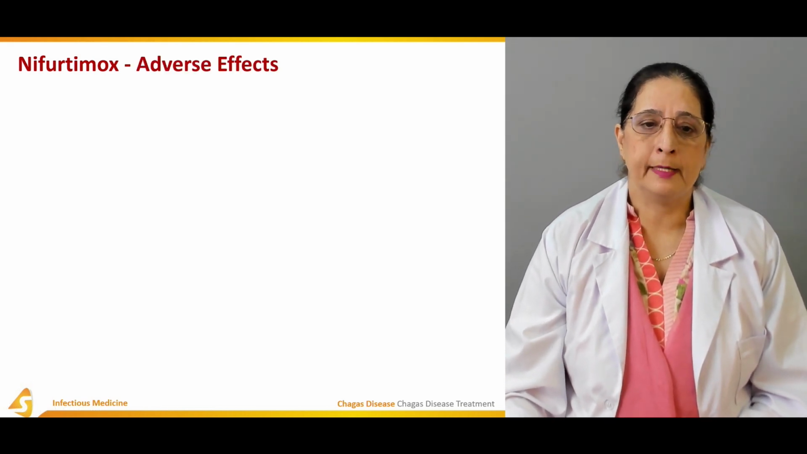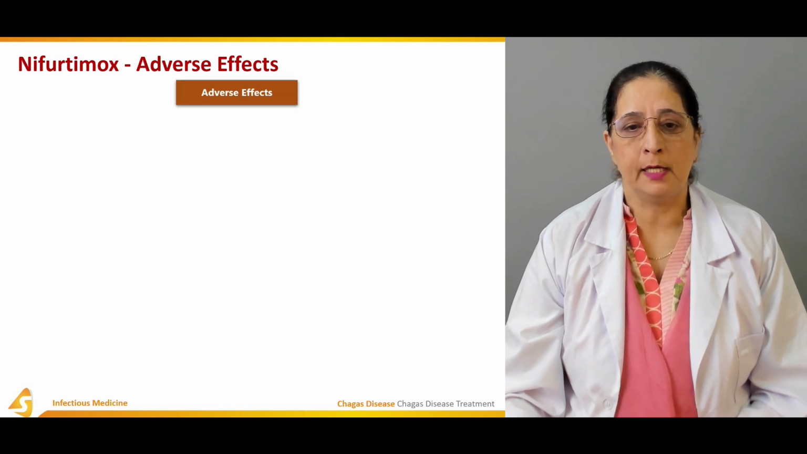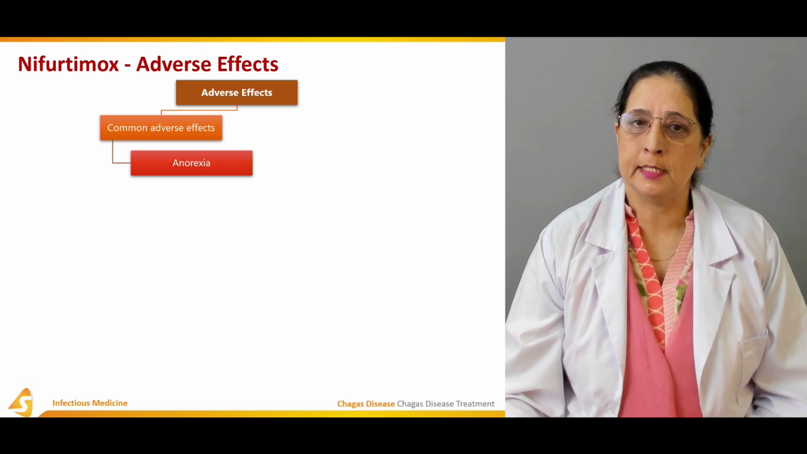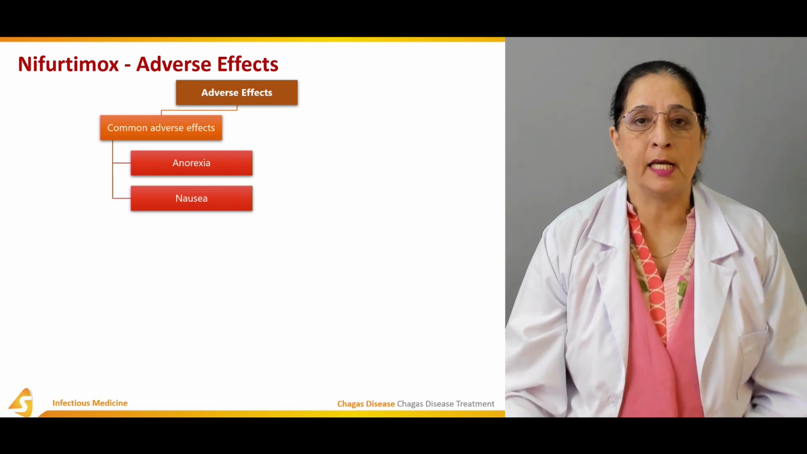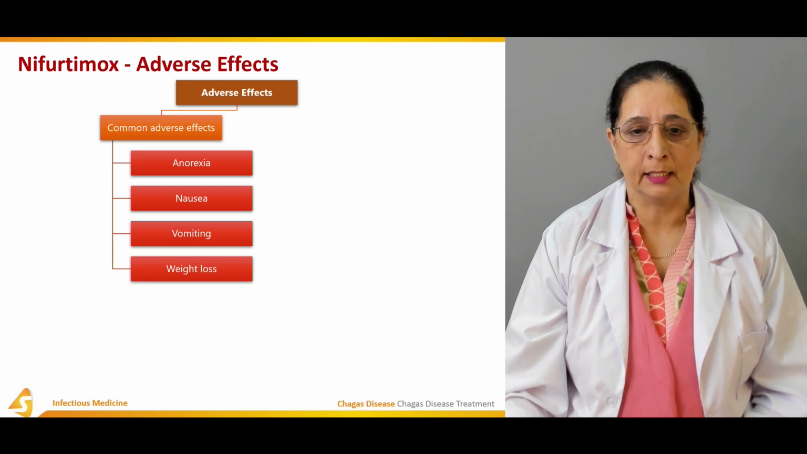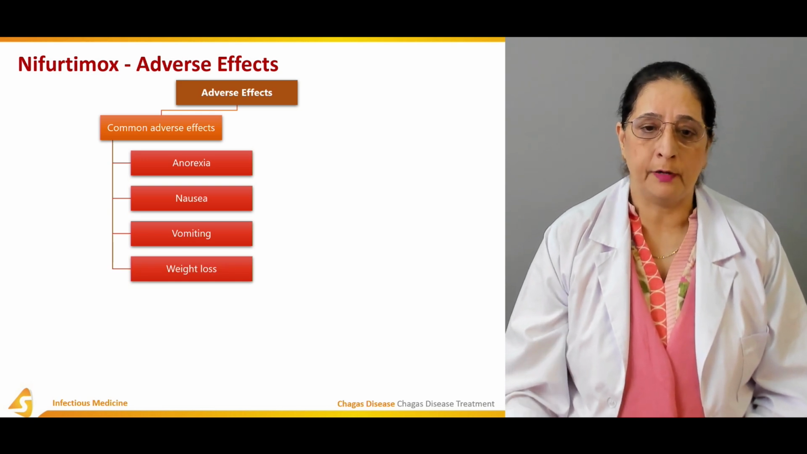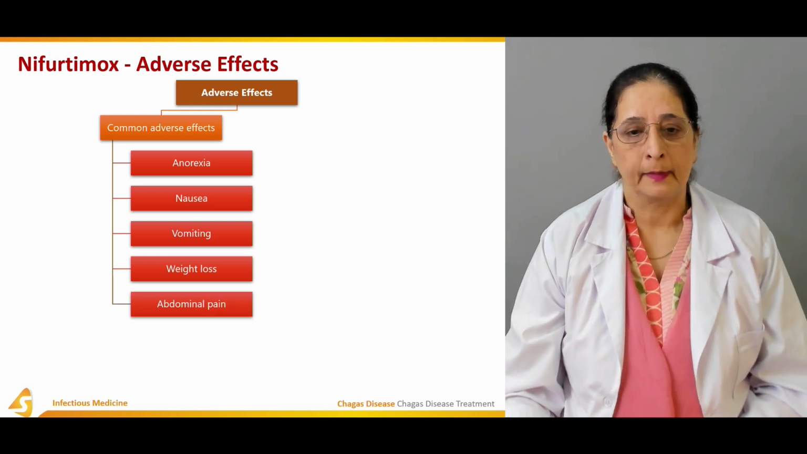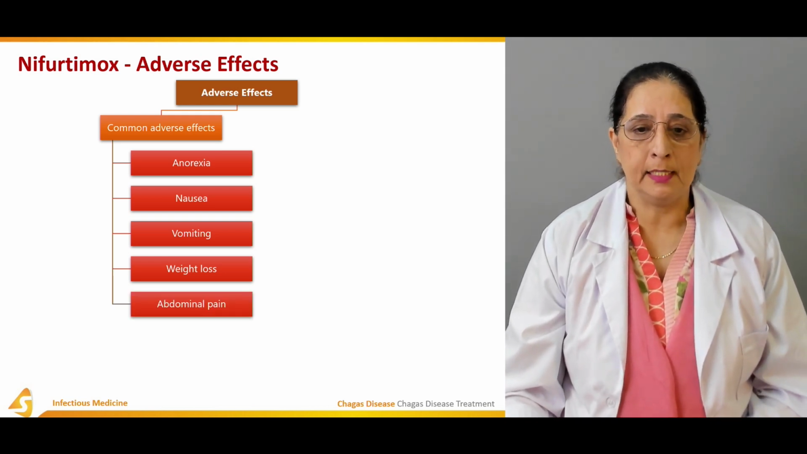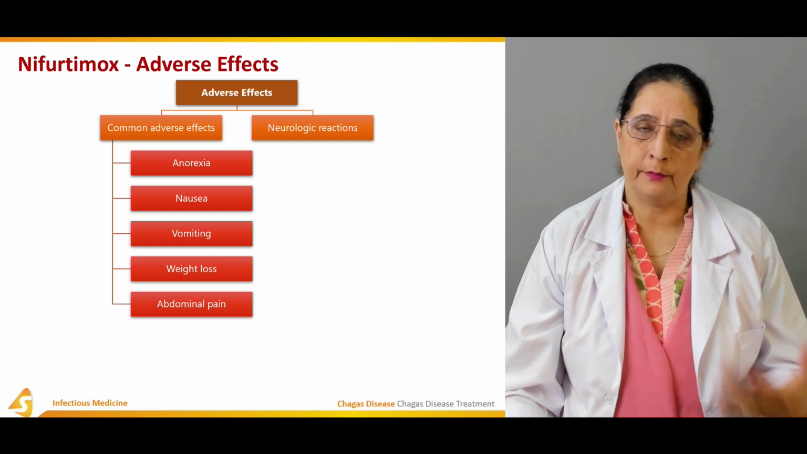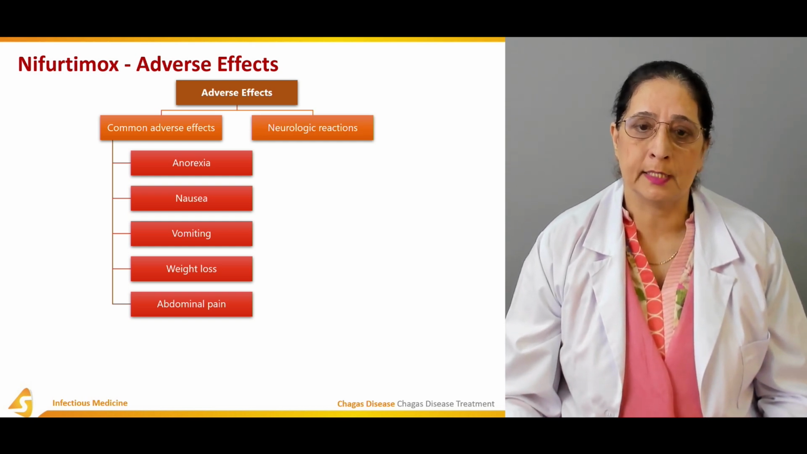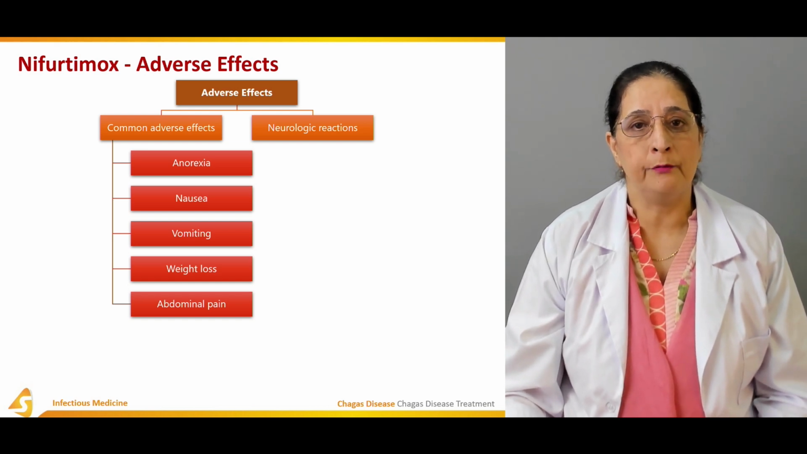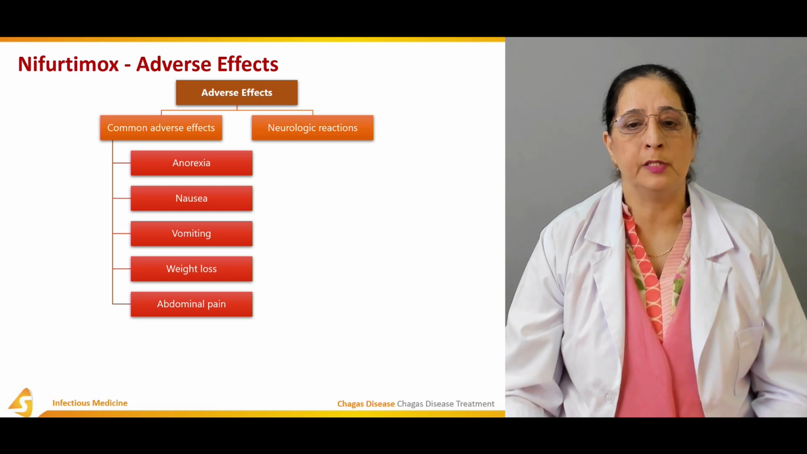The adverse effects of nifurtimox: we have common adverse effects. Anorexia causes loss of appetite, nausea, vomiting, and weight loss because of anorexia, nausea, and vomiting. All these can lead to weight loss. Then abdominal pain is present, which is also one factor that can cause anorexia or loss of appetite. So all these are common adverse effects of nifurtimox.